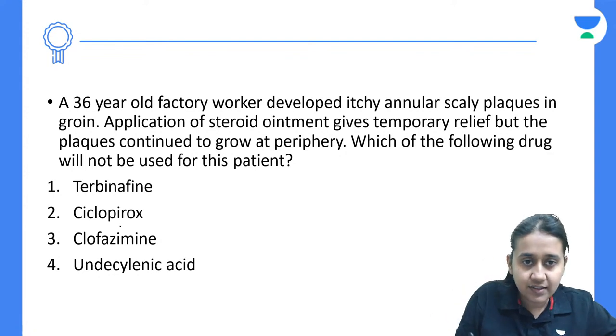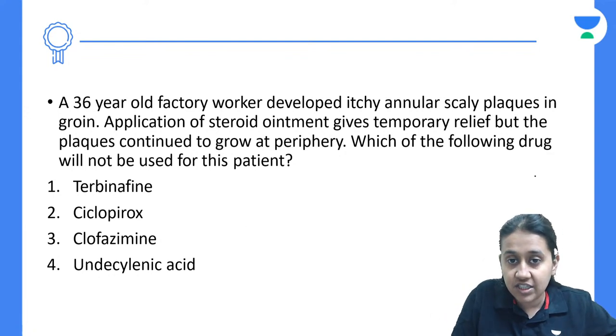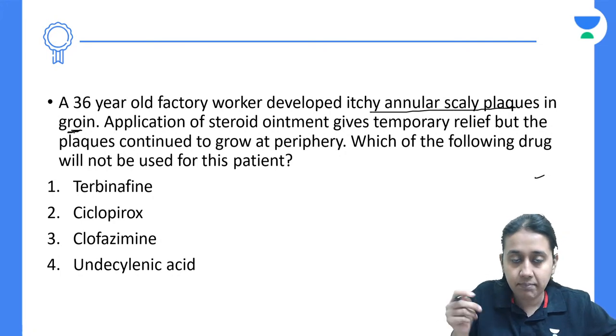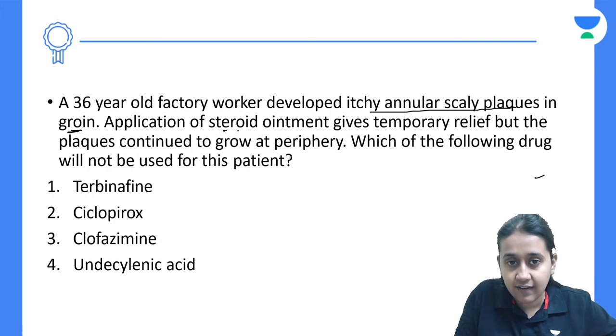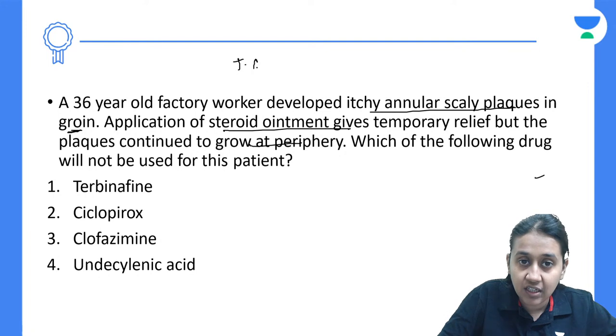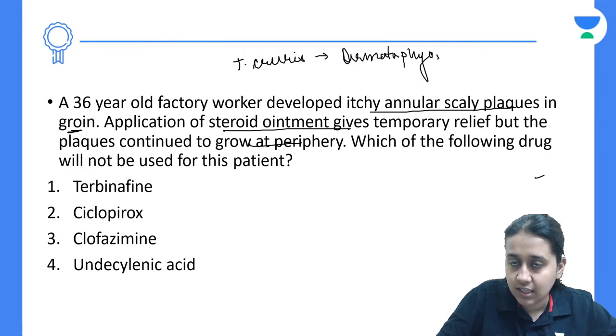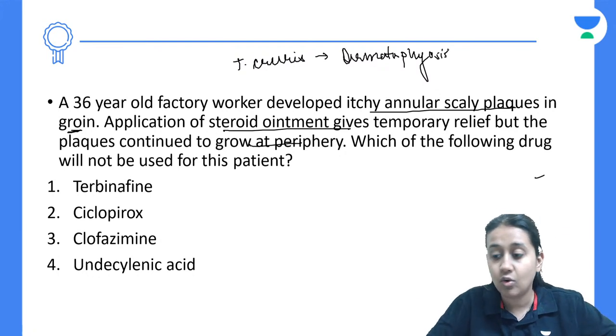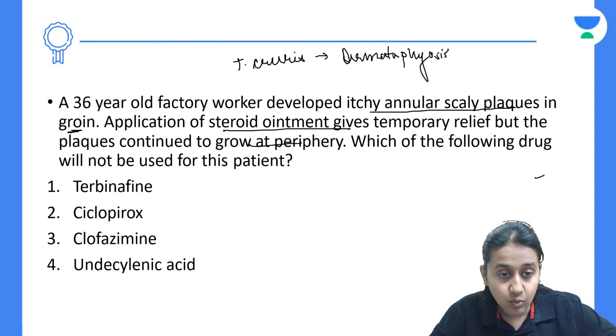Great. So a 36-year-old factory worker developed itchy annular lesions on the groin. Application of steroid has actually worsened the condition. The lesion still grows in the periphery. This is a very classical history of tinea cruris, which is a dermatophyte infection. It is a dermatophytosis which occurs secondary to epidermophyton, trichophyton or microsporum.